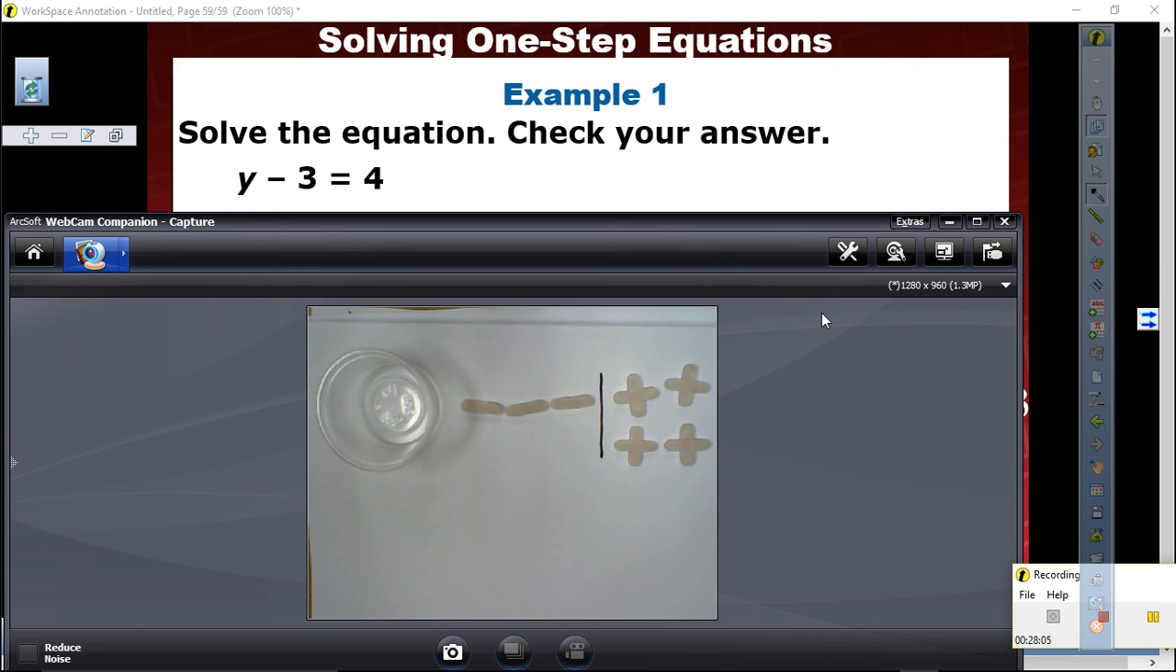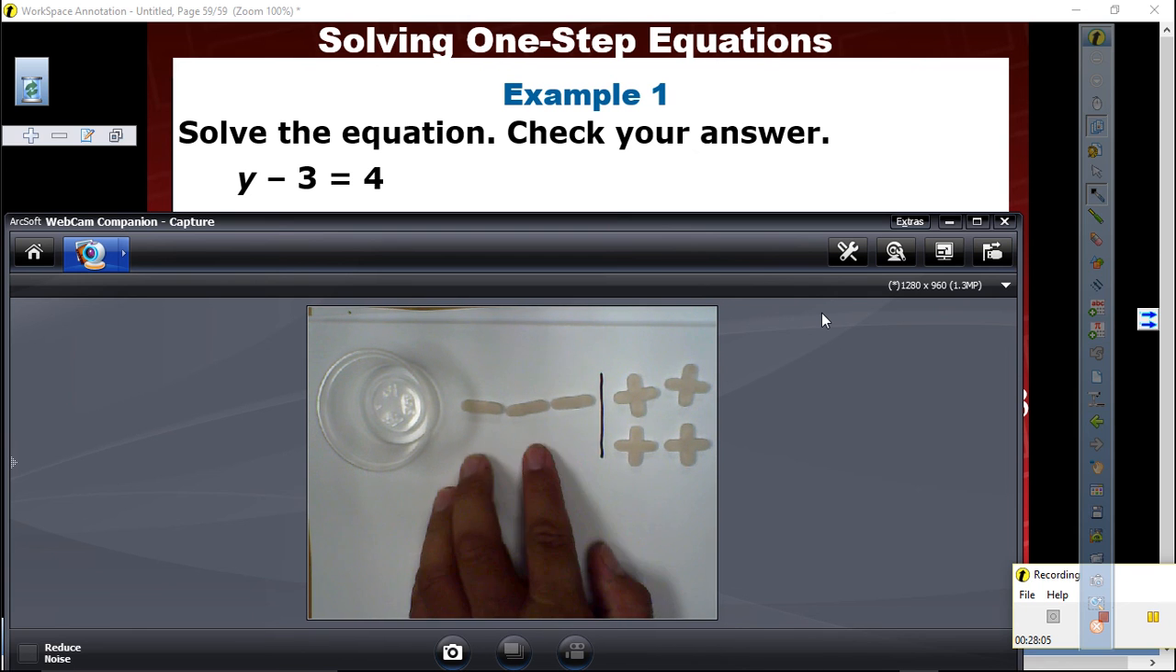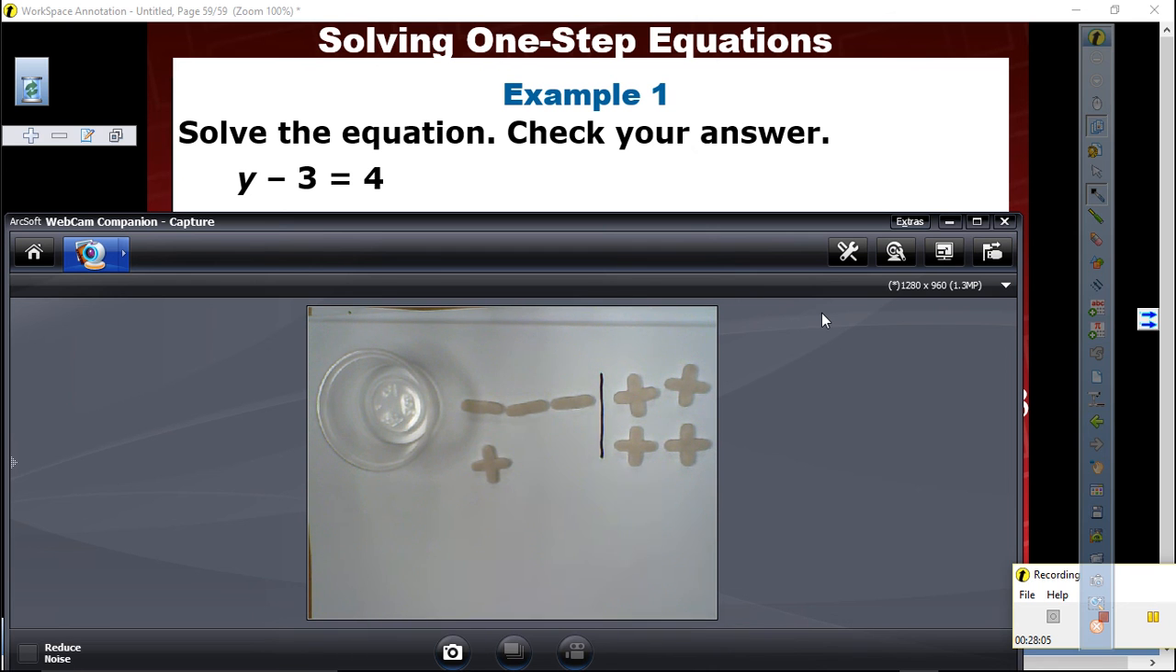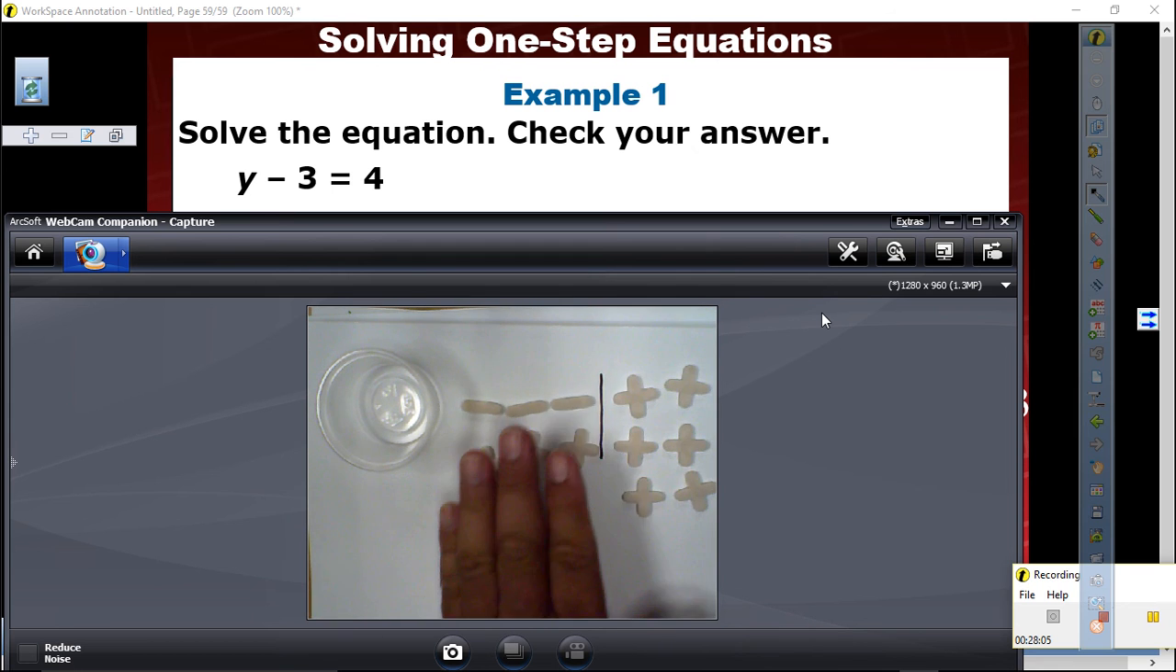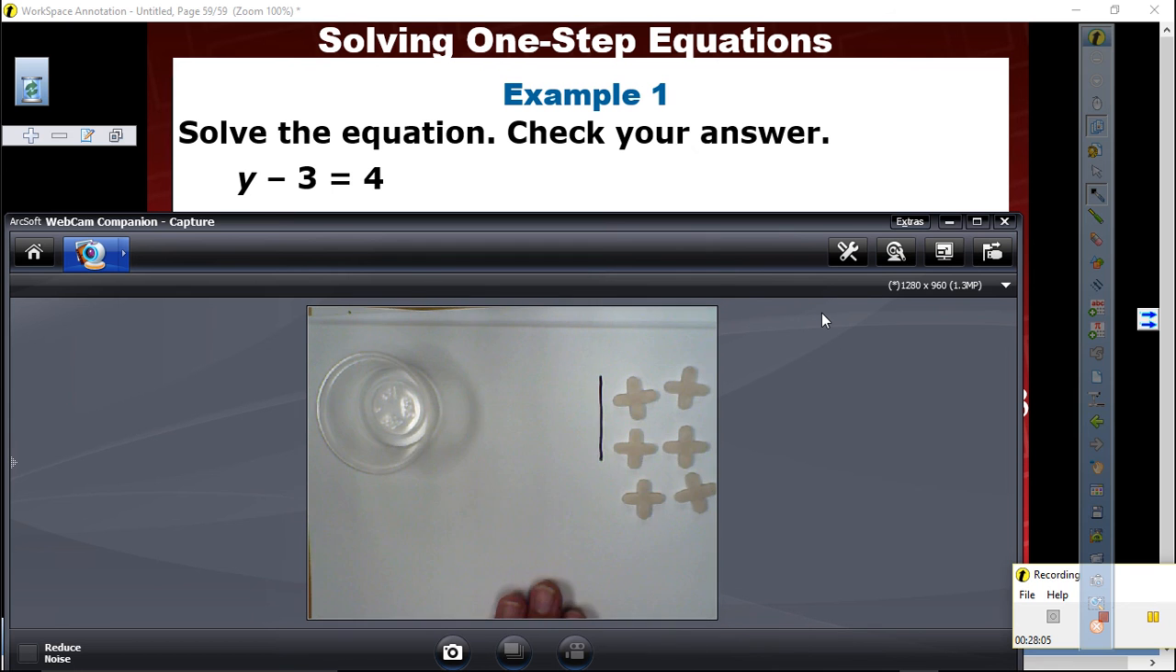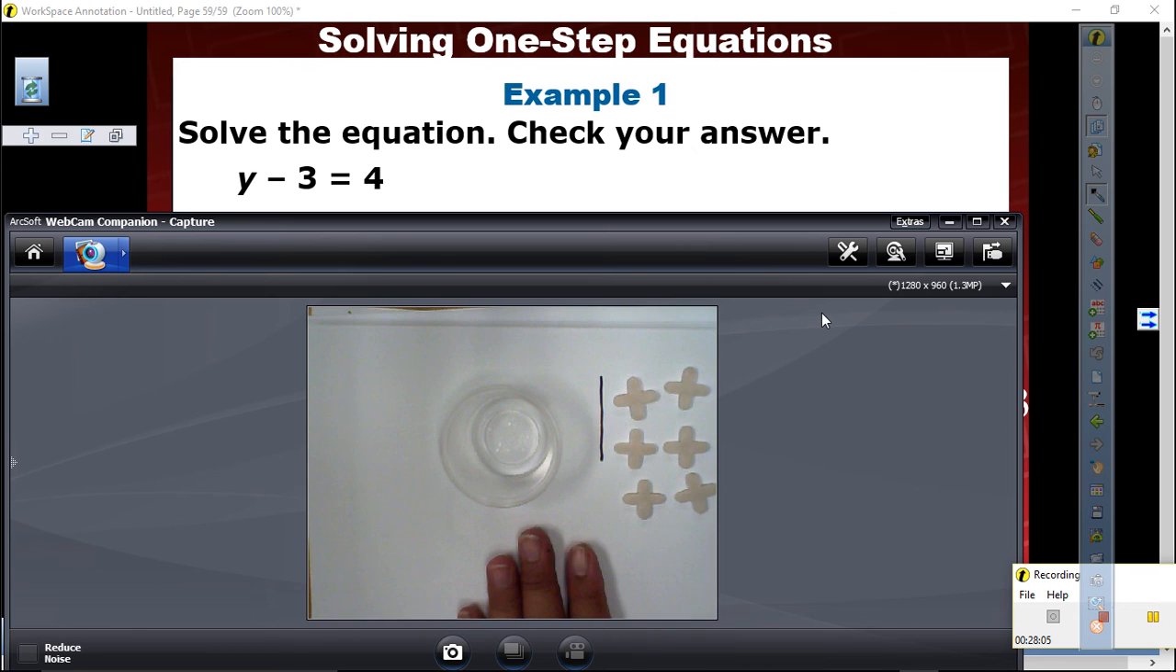You guys ready? Okay, we need a 0 pair, so that means we need to add 3. 1, 2, 3, and whatever we did to one side, we do to the other side. 1, 2, 3. Take away the 0 pair, and we get what? y is equal, oh, we can barely see the other one. There it is. y is equal to 7. Everybody got it?